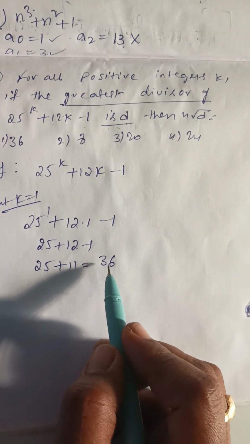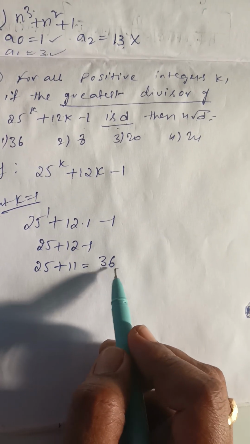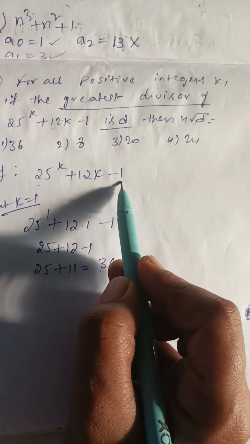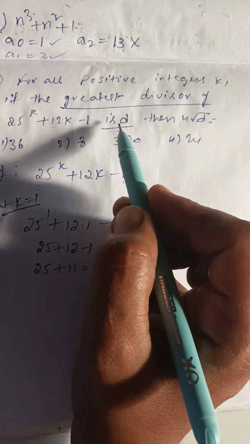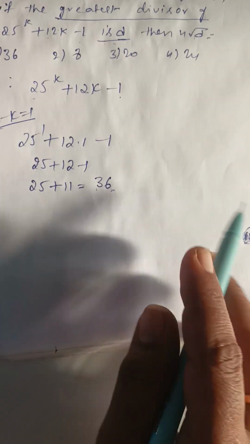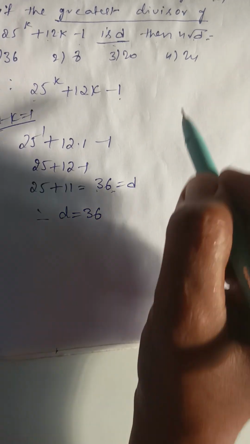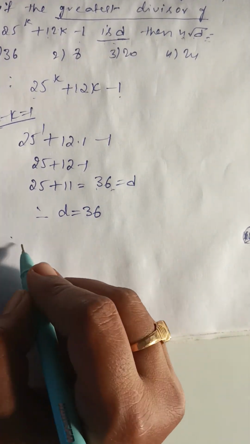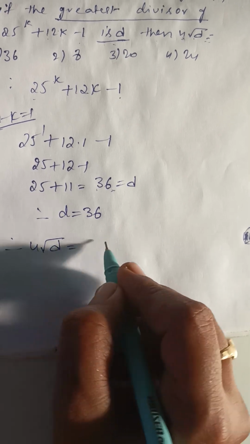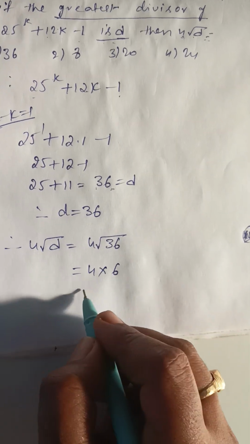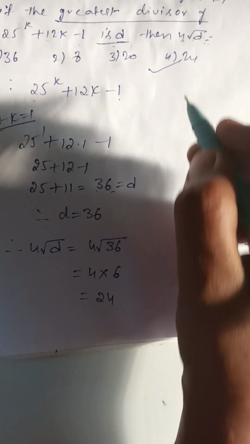So here the divisor of 25 power k plus 12k minus 1 is a divisor of 36. But this greatest divisor is given as d. So d equals 36. We need to find 4 root d. Therefore 4 root d equals 4 root 36. So root 36 is 6. So 24 is the answer.